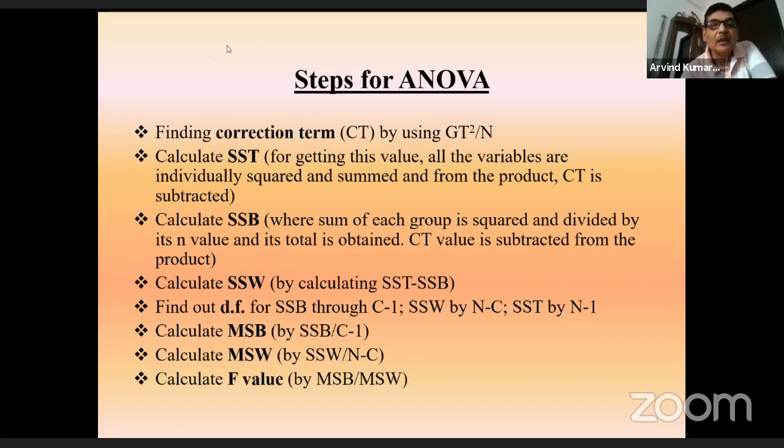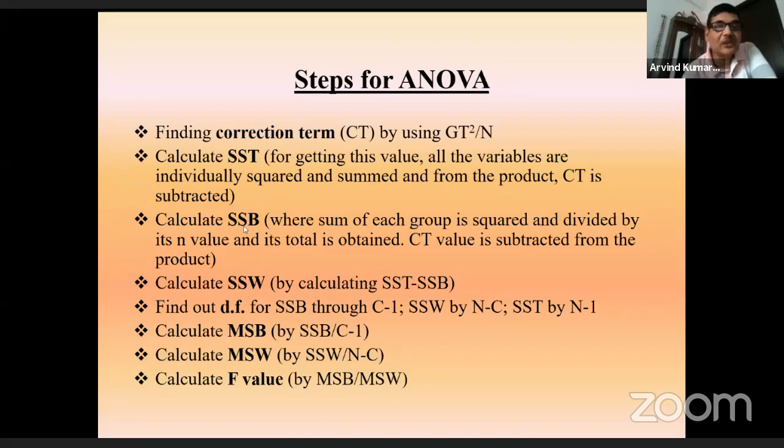So this is SST. And then SSB. SSB stands for sum of square between the samples. Okay, sum of square between the samples is SSB. Now this SSB can be obtained. Again, I'm back to tell how this SSB will be obtained.